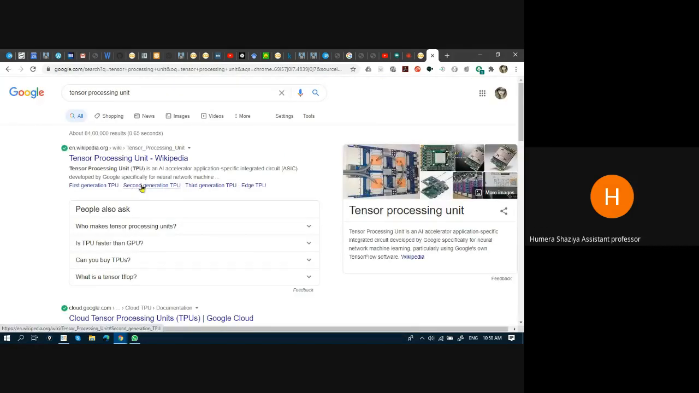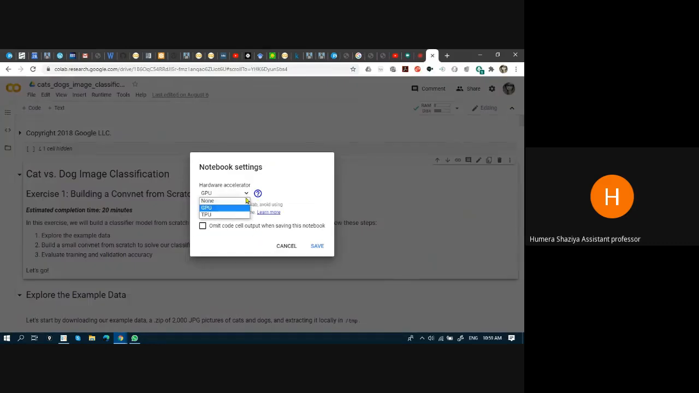Tensor processing unit is an AI accelerator, an application-specific integrated circuit developed by Google specifically for neural network machine learning. And Google Cloud is providing cloud TPUs. This is nothing but Google Cloud's TPU, tensor processing unit.